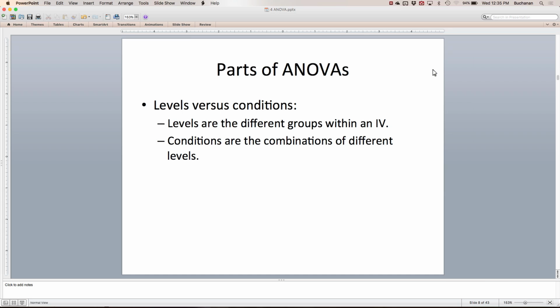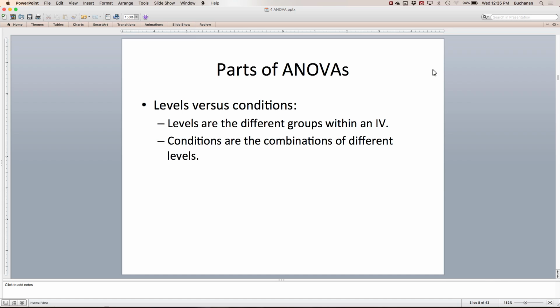Do something really simple. So my IV might be gender and handedness. So nice simple IVs. So we got left and right, male, female. Levels are these things. They're the groups for the IV. So within each IV, if you only have one, you only look at one of them. They're the groups that are within only that IV.